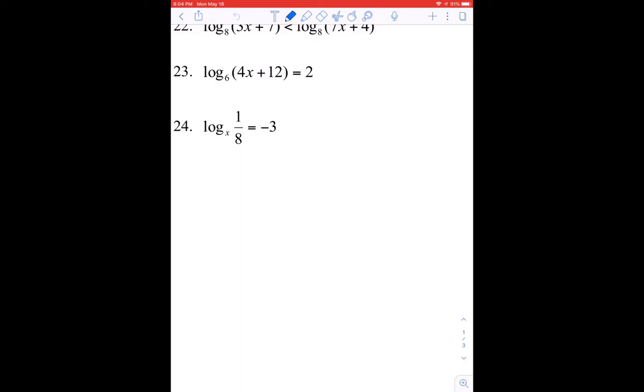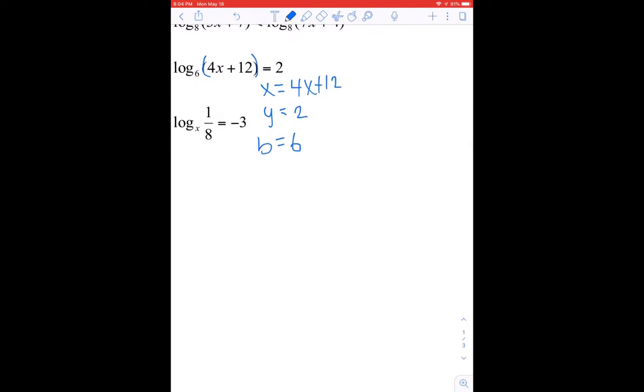When it's not the same on both sides, meaning it doesn't have a log base 6 on both sides that you can drop, you have to set it up this way: x equals, y equals, and b equals, just like we know how to do. The x is everything in here, so it's 4x plus 12. The y is the 2, and the b is the 6. Then you rewrite it in the other form, b to the y equals x. So that's 6 to the y, which is 6 squared, equals 4x plus 12.